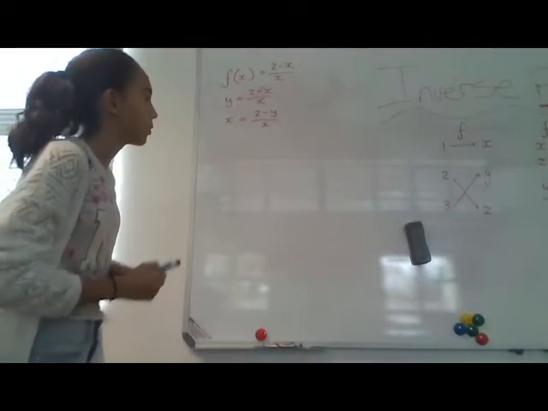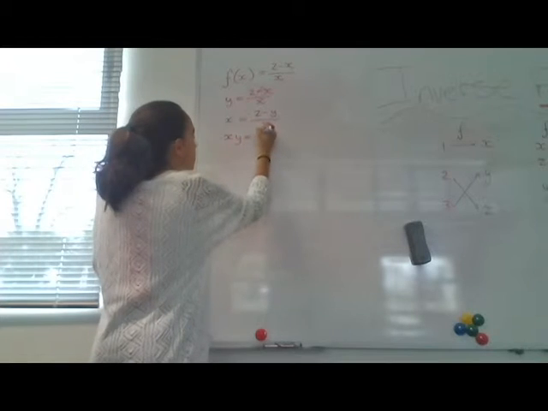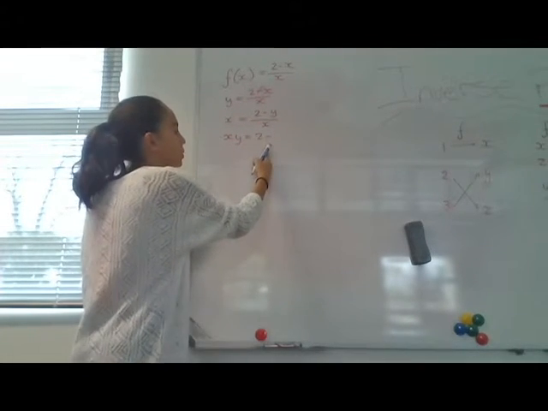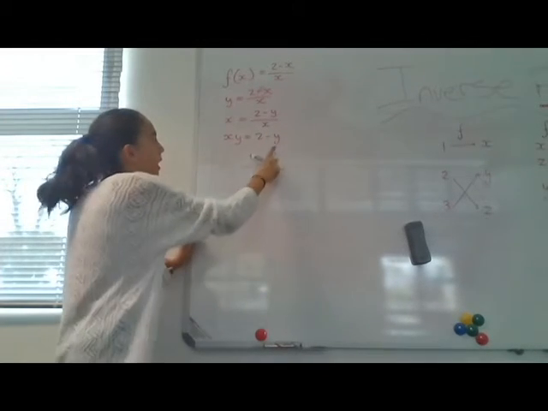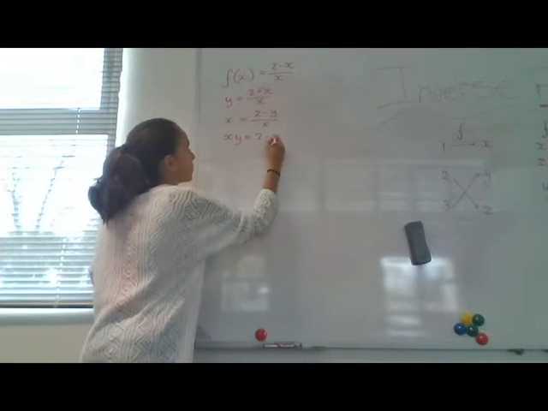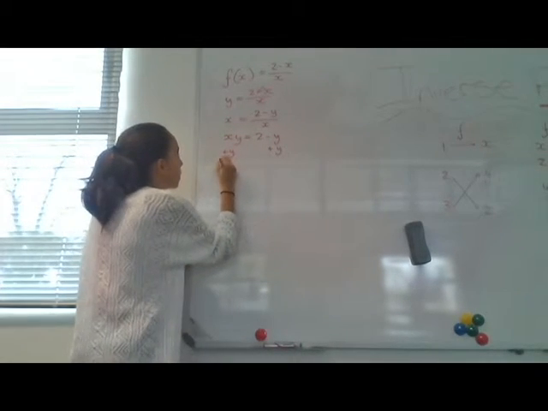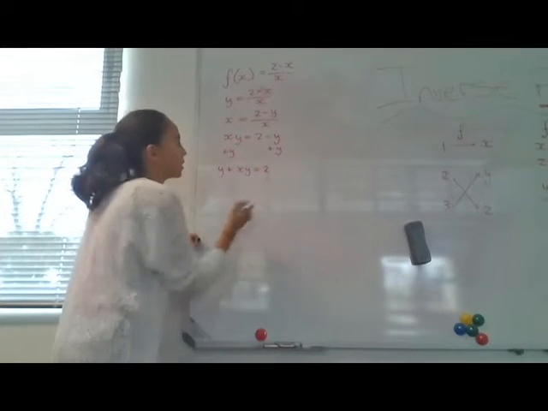Now we solve it. We come to an answer of xy equals 2 minus y. Then we add y to both sides. It will become y plus xy equals 2.